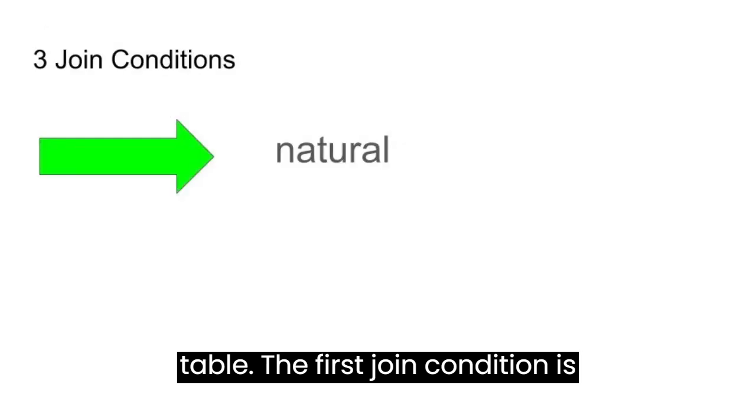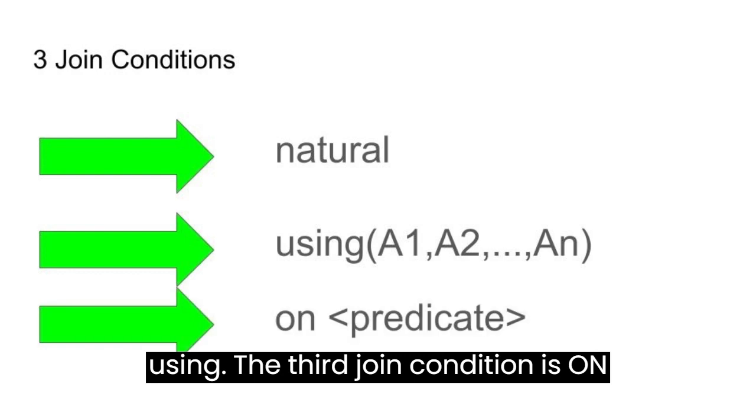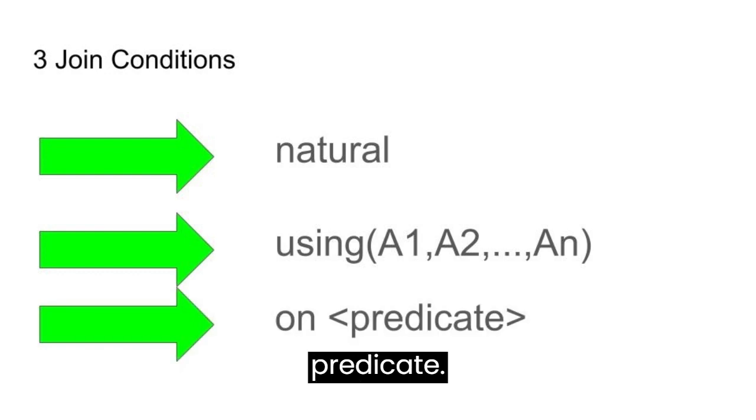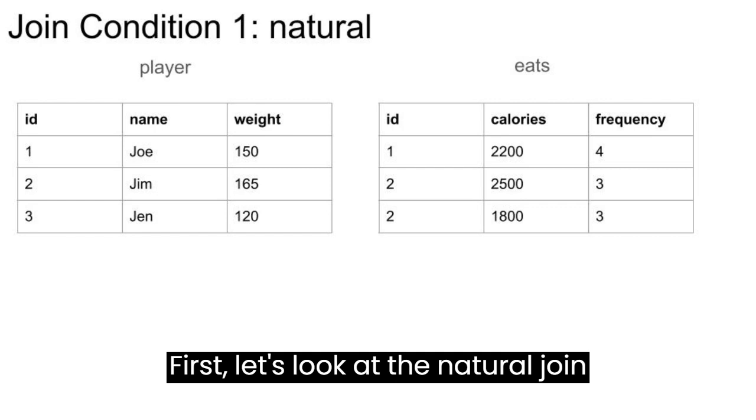The first join condition is natural. The second join condition is using. The third join condition is on predicate. First, let's look at the natural join condition.